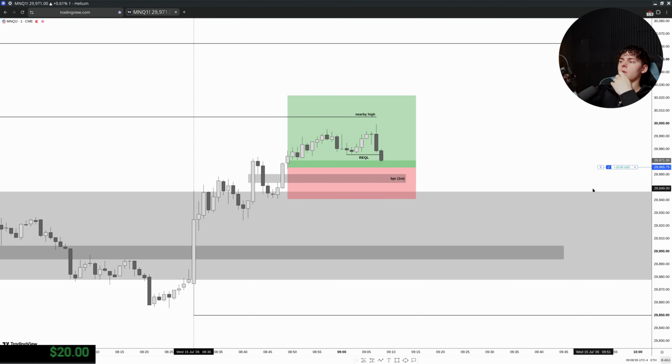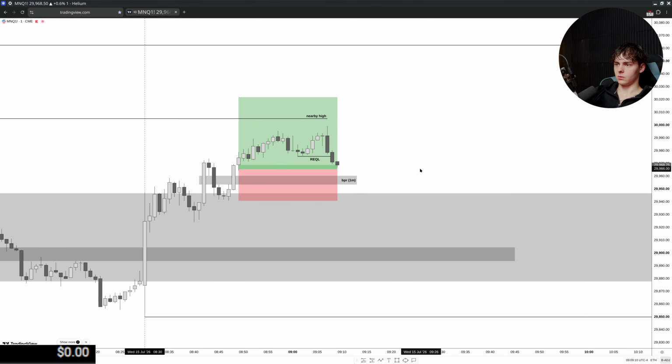Okay, so we are getting closer to our entry. Might be closing very soon at break even. Yeah, we close at break even. Okay, this was a break even trade. We're going to be journaling all of the trades later on.